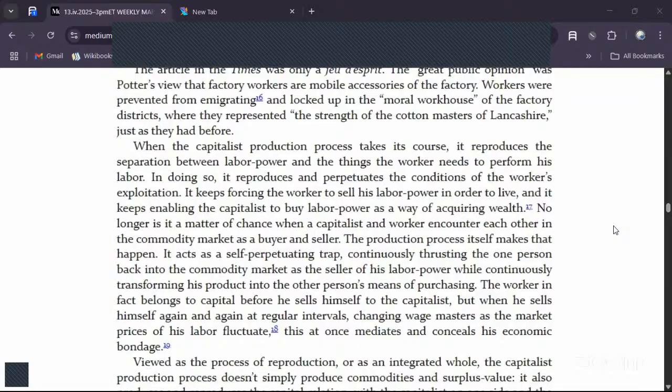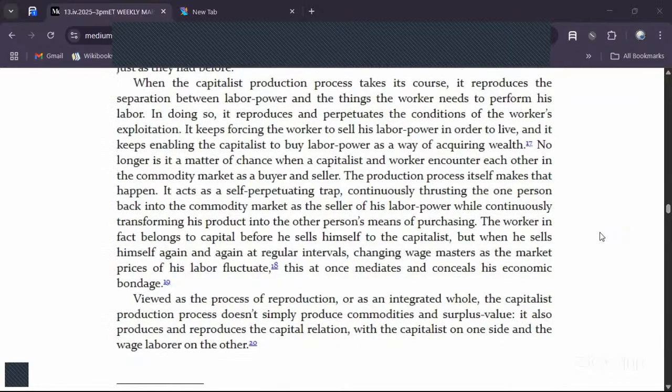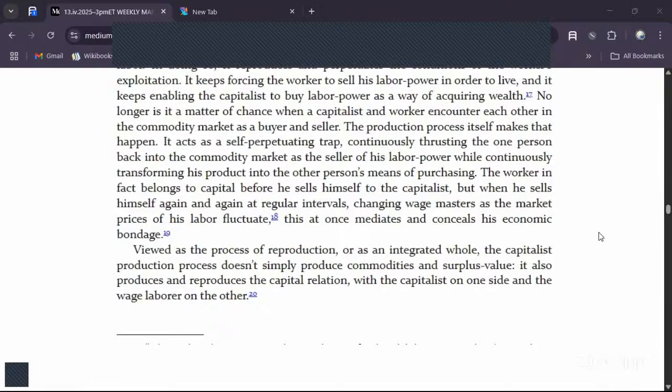The worker, in fact, belongs to capital before he even sells himself to the capitalist. But when he sells himself again and again at regular intervals, changing wage masters as the market prices of his labor fluctuate, this at once mediates and conceals his economic bondage.